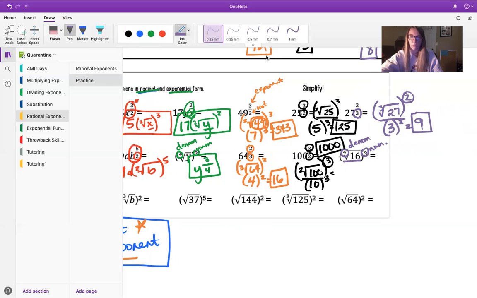Okay, so again, we do the root first. So what can we multiply by itself 4 times to get 16? It would be 2. And then we take the exponent. So 2 to the third power is going to be 8.